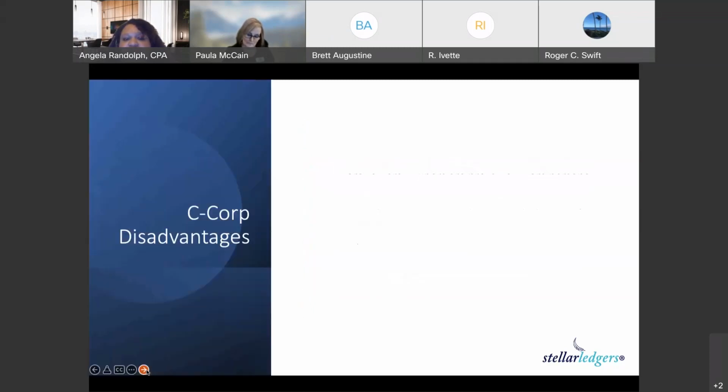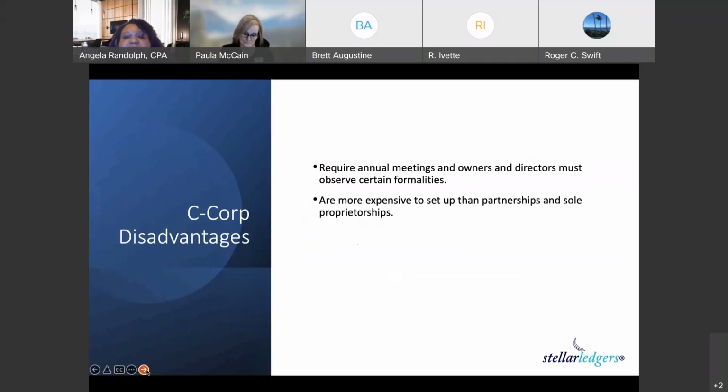Now let's talk about the disadvantages. It does require annual meetings, and owners and directors must observe certain formalities. They are more expensive to set up than partnerships and sole proprietorships. In some states, like I said, in Texas, we're very fortunate to have that set fee, but other states, not so much. They require annual fees and periodic filings with the state.